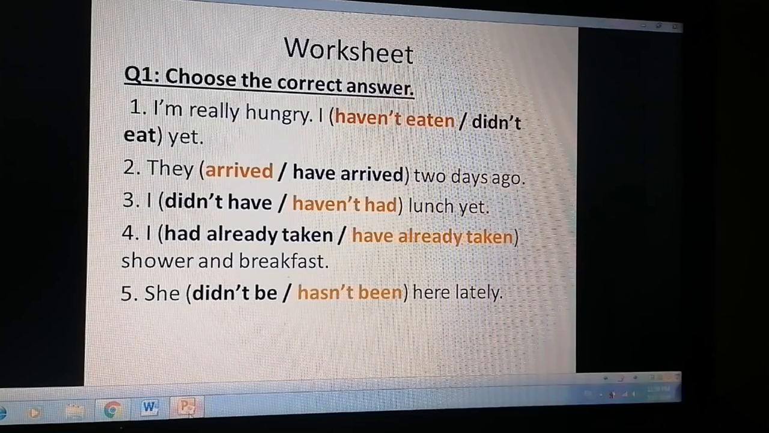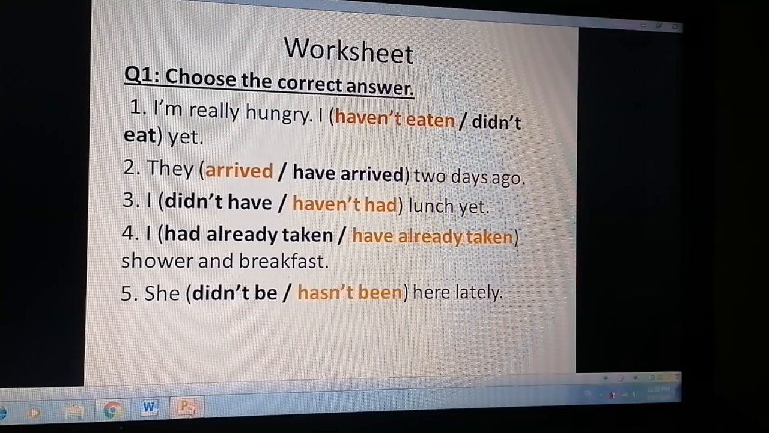Now we have some questions about simple past and present perfect. The worksheet has some questions about it. Look at question number one. Choose the correct answer. اختر الإجابة الصحيحة.